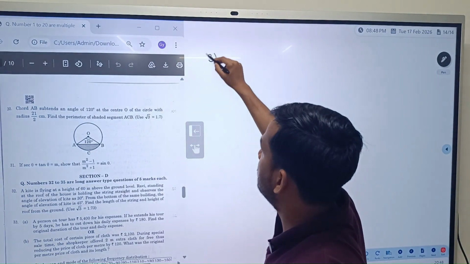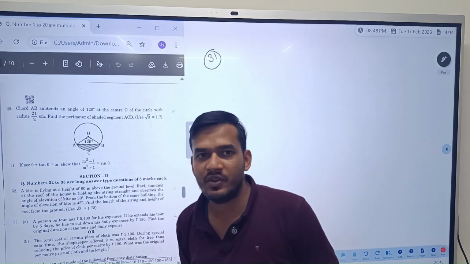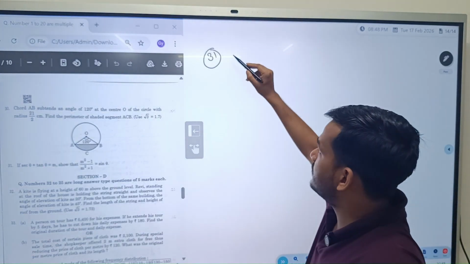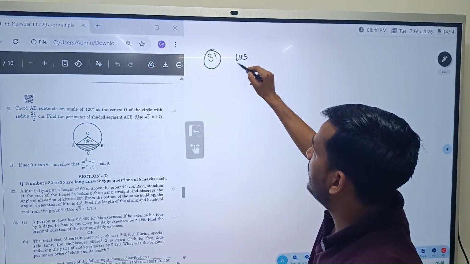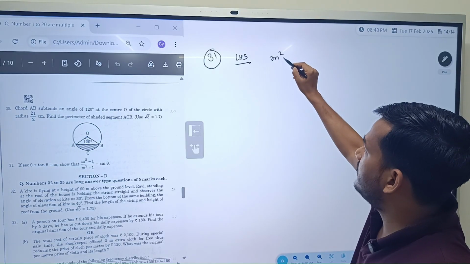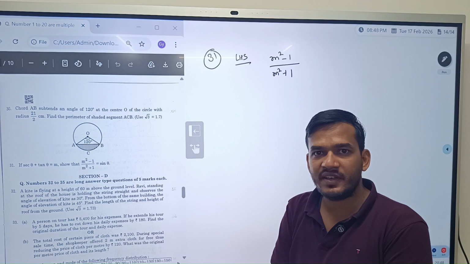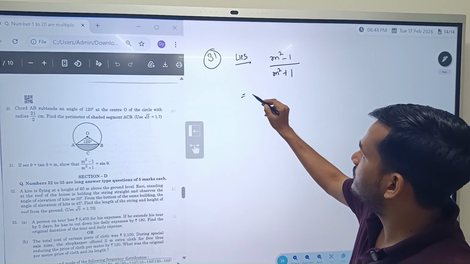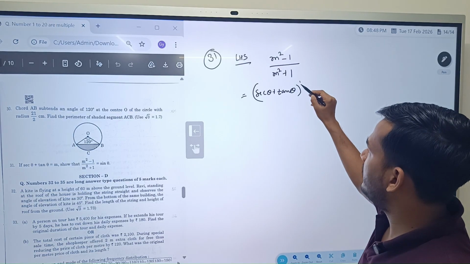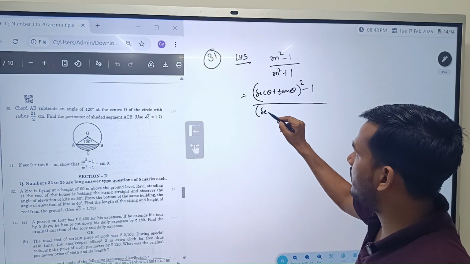31. Sec theta plus tan theta is equal to m. Now we have to show that m square minus 1 upon m square plus 1 equals sin theta. So for that we will take LHS and substitute the value of m. M square minus 1 upon m square plus 1. So m is sec theta plus tan theta. So sec theta plus tan theta whole square minus 1 upon sec theta plus tan theta whole square plus 1.